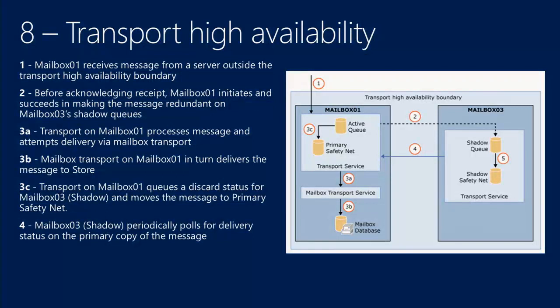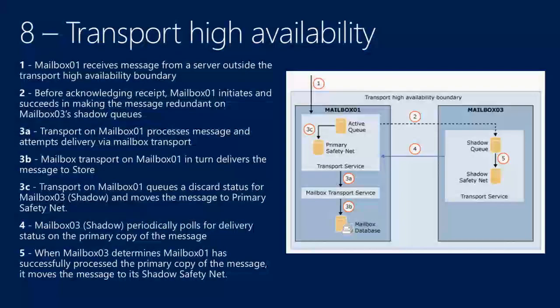Mailbox 3 is going to poll for delivery status and see that we no longer detect that discard status notification, and it will ultimately move its copy from its shadow queue to the shadow safety net queue.